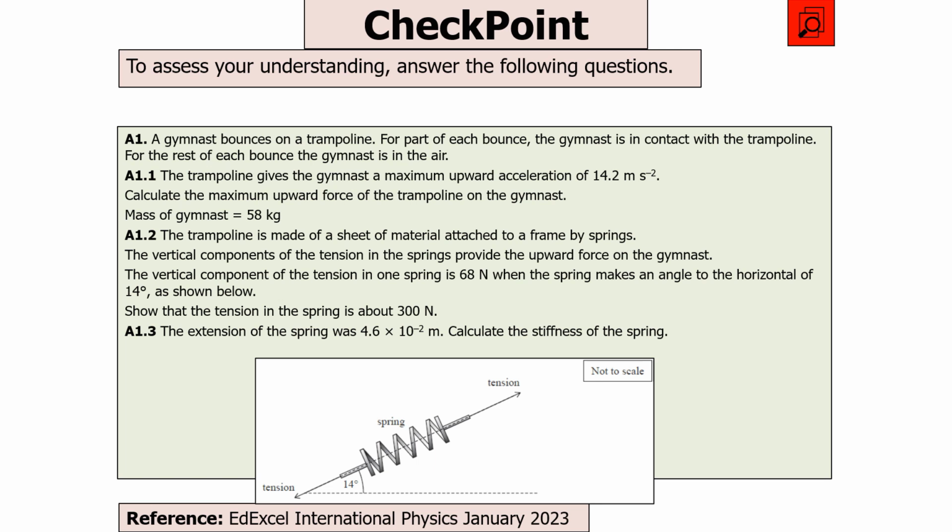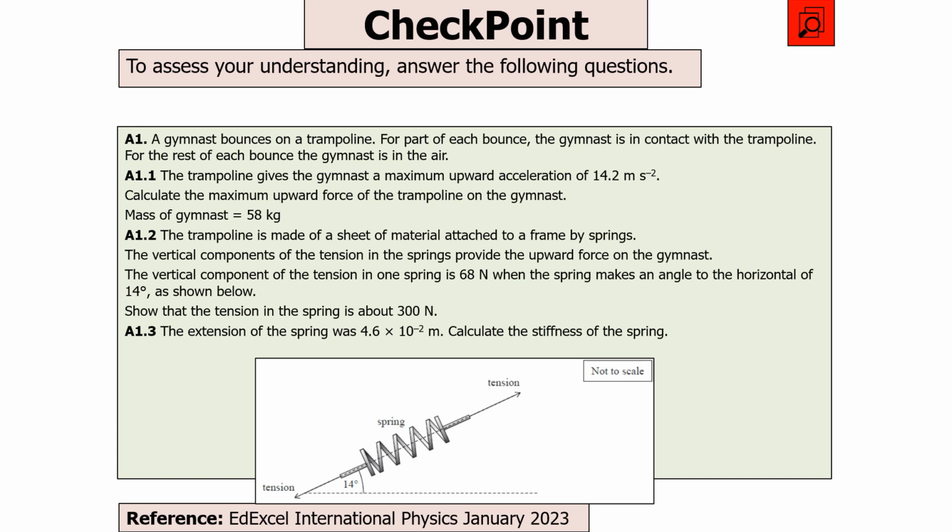The next question says, a gymnast bounces on a trampoline. For part of each bounce, the gymnast is in contact with the trampoline. For the rest of each bounce, the gymnast is in the air. The trampoline gives the gymnast a maximum upwards acceleration of 14.2 meters per second squared. Calculate the maximum upwards force of the trampoline on the gymnast. The mass of the gymnast is 58 kilograms.